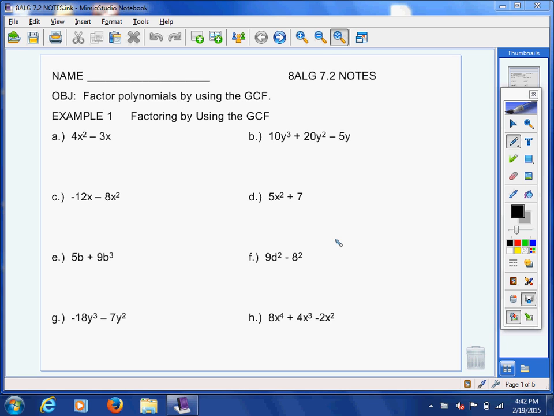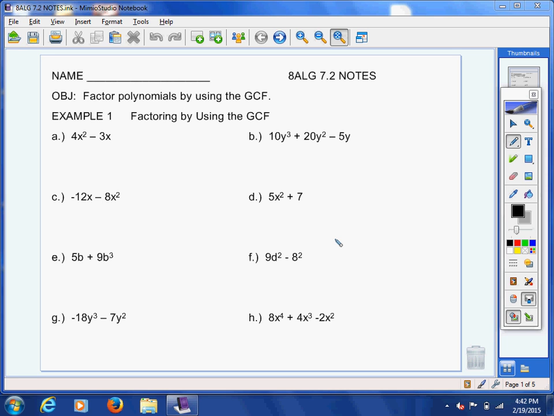If your GCF is a 1, then the best you can do is it's a prime polynomial, and you're not going to be able to factor it, okay? So let's start with letter A. We're looking at 4x squared minus 3x, and the first thing we have to do is identify the GCF.